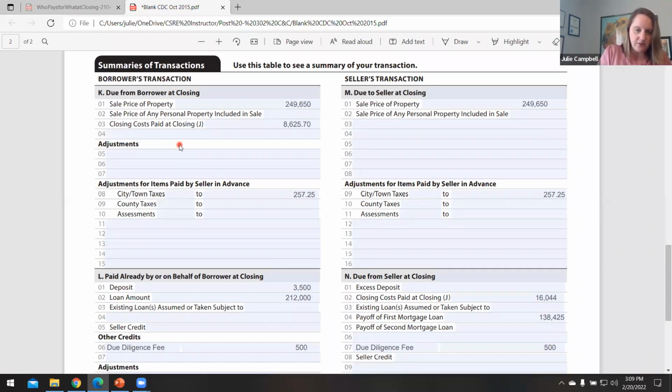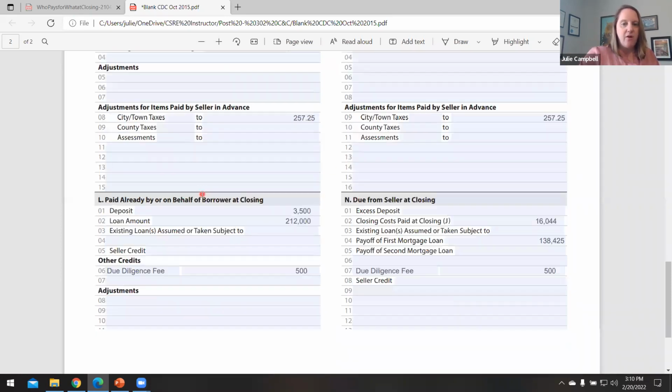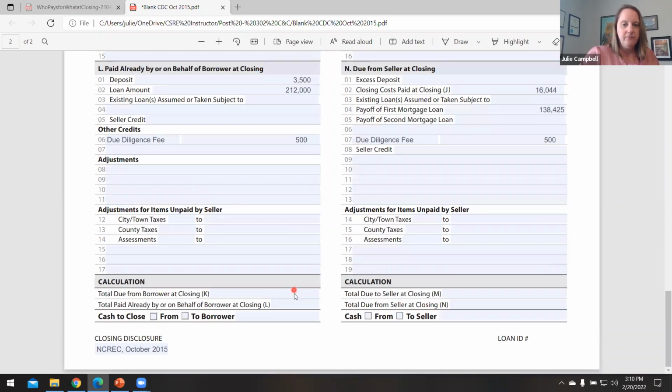So for debits, I get $249. I got the purchase price. I got those items from J on page 1. I got their portion of the taxes that they owe the seller. I add up all their debits. I can put the total for K down here.